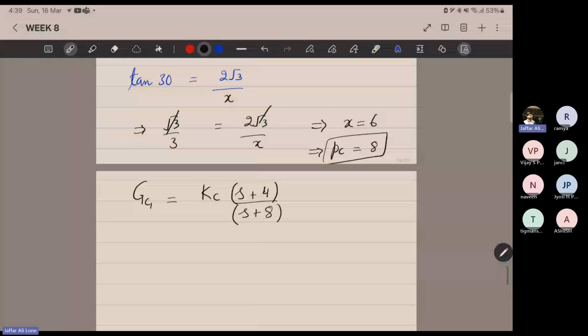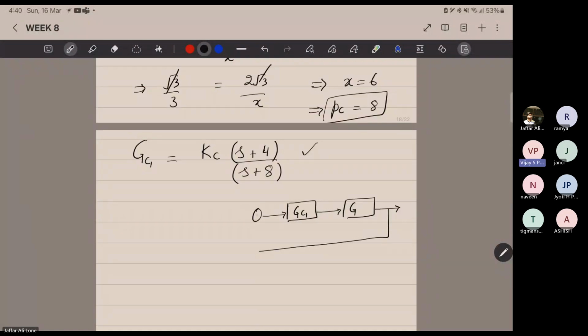Right? So my compensator number 1, which I have designed by taking theta Z as 60 degree and theta P as 30 degree, has come out to be this. KC is S plus 4 divided by S plus 8. And how do you find the value of this KC? Again, this compensator will be connected like this, GC1 and G. So it's connected like this.